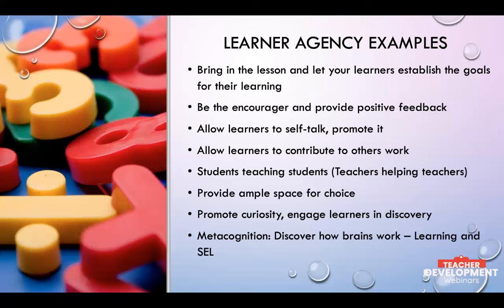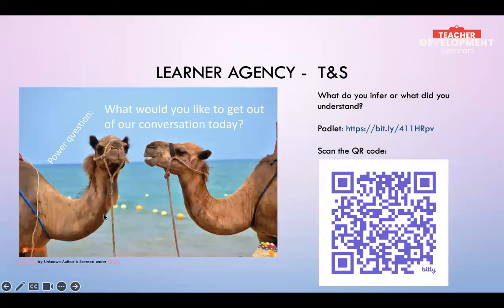And again, discover how their brain works through self-talk, through learning, through social emotional learning, that metacognitive process that we want to make sure we are developing, and that ensures that our students are understanding what they are doing. They are self-correcting, they are self-validating, so they don't need that external constant correction or validation from the teacher. Very important to promote that in the classroom.